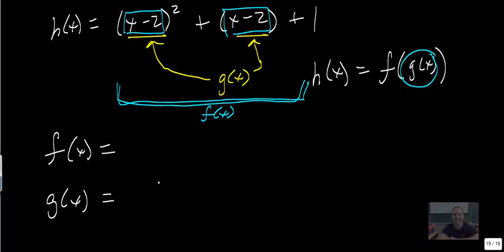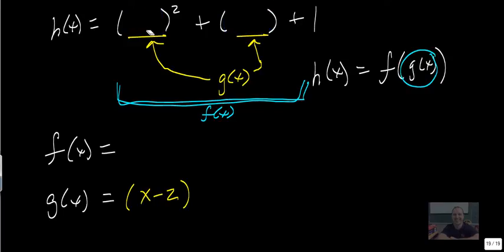Okay. The little baby function is x minus 2. That's the baby function. Okay, back to math. Now, here's the tricky part. What you have to do is say, okay, that's the little function. Let's think about what the bigger function is without this.